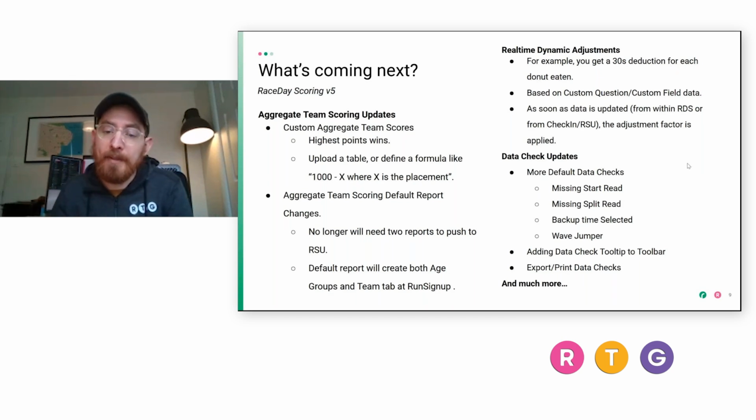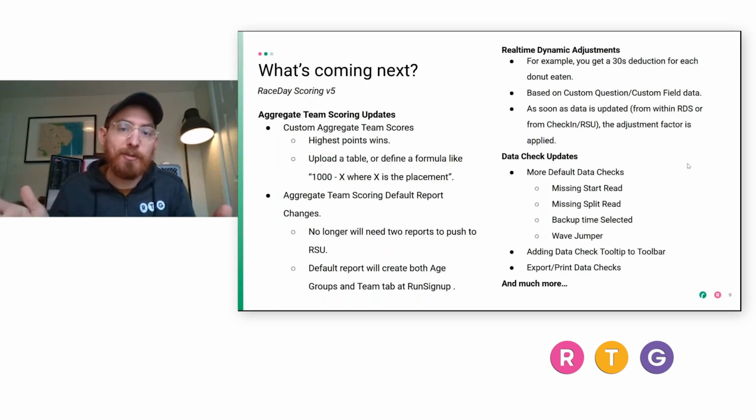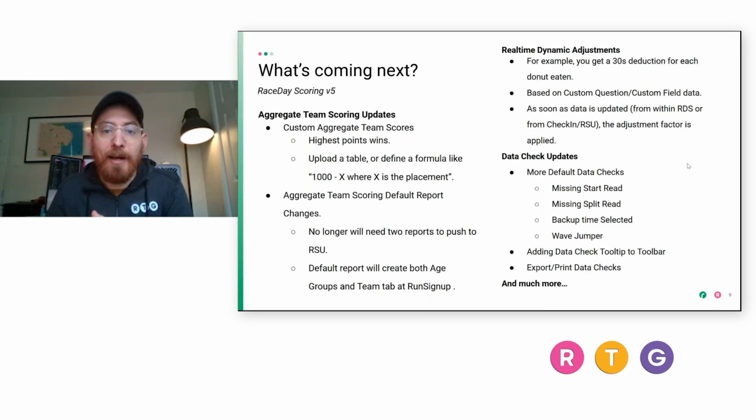Another one is the missing split read. So we're going to be adding a check to be able to see, hey, find anyone who has completed fewer segments than we expect them to. So we expect a triathlete to do 5 segments, but they've only done 4. So show me anybody who's met that condition. And then you can look into what went wrong with them. Maybe you want to disqualify them. Maybe you want to change their registration event, and so on and so forth.